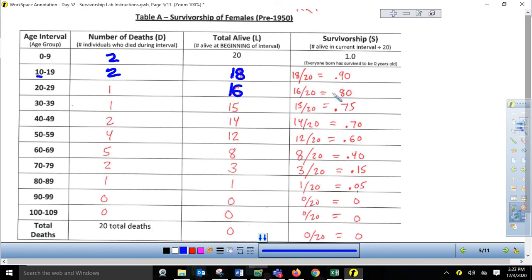So I figure out what's the survivorship rate. I'm going to take how many females are still alive, 16, divided by how many females we started with, 20. 16 out of 20 were still alive, and that's equal to decimal 0.80.